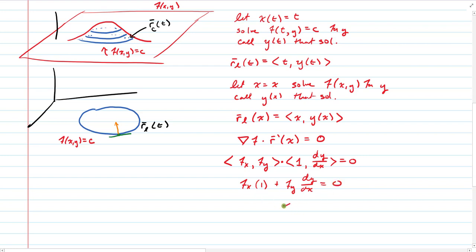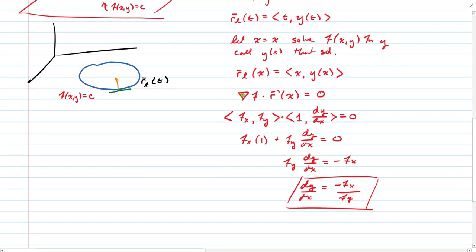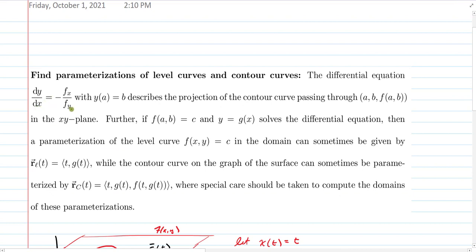And solving that, we get f sub y times dy/dx has to equal minus f sub x, or we get that dy/dx has to equal minus f sub x all over f sub y. You can see here why in the opening statement I said that this only would work if f sub y is non-zero. So solving this differential equation, this is the differential equation that we wanted to show.